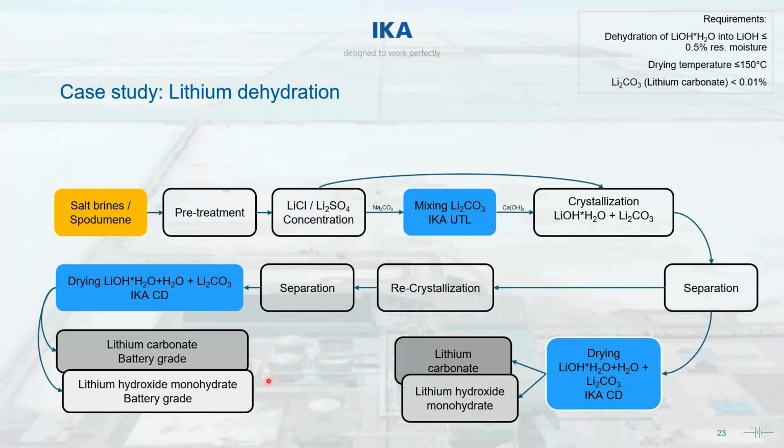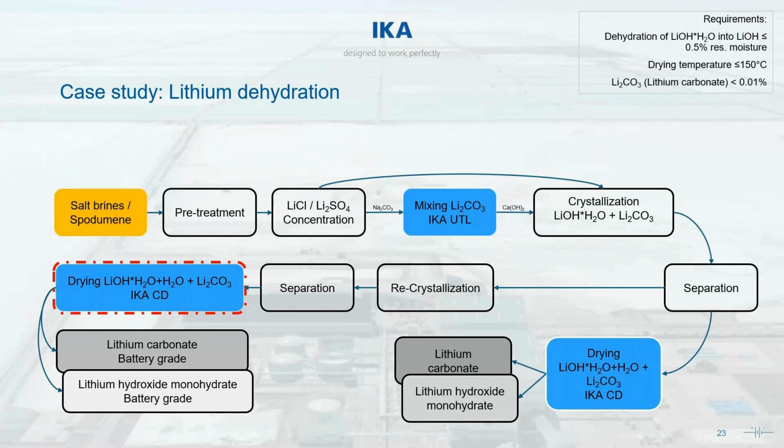So for our case study, we're going to focus our attention on this process right here, where we're going to look at drying the lithium hydroxide monohydrate, and we're going to use a requirement of 0.5% residual moisture. We want to keep our drying temperature below 150 degrees C to not damage anything, and keep our lithium carbonate below 0.01%.